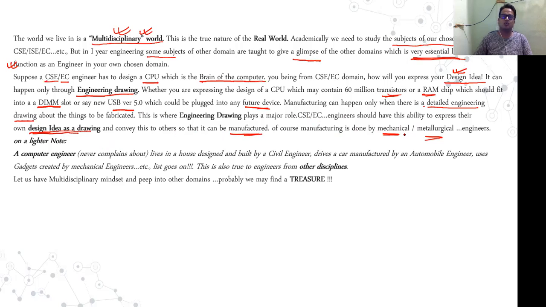So this is where it is important for your CSE or ECE students. A computer engineer never complains about living in a house designed by a civil engineer. They drive a car manufactured by an automobile engineer and use gadgets created by a mechanical engineer. The list goes on. This is a long list. This is also true for engineers from other disciplines. That's why in the beginning I told you that this is a multidisciplinary world.